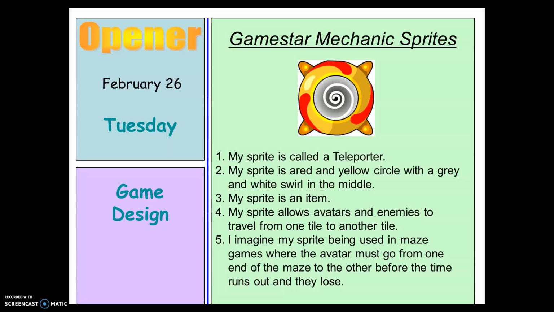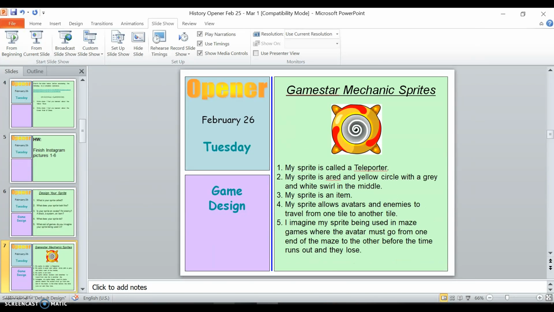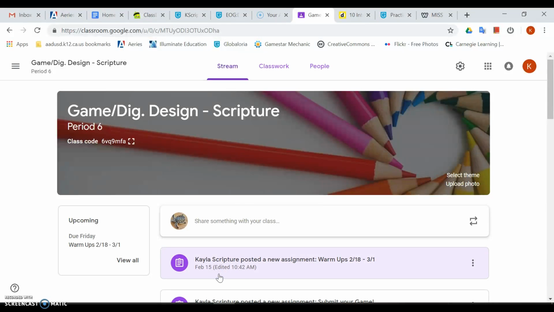Make sure your answers are in complete sentences. Take your time for the warm-up today. There is no rush. This is your planning period for your sprite that would ideally be used in GameStar Mechanic.